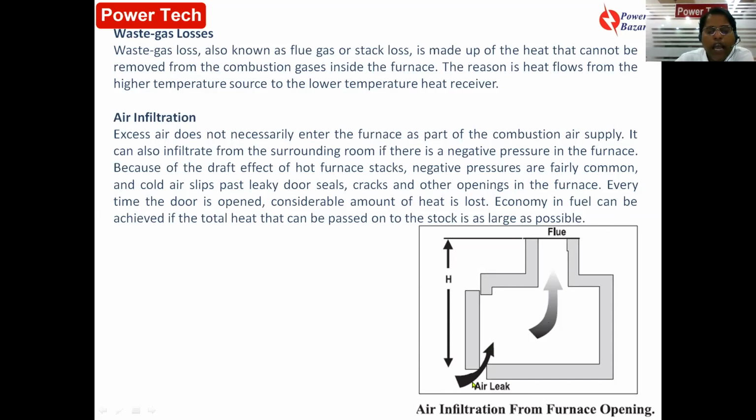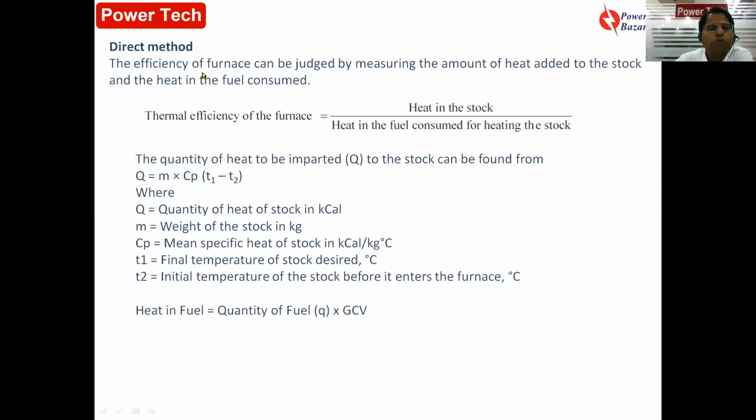Because the air is infiltrating, it is low temperature air, it takes the heat of the furnace and goes out. So because of air infiltration, some losses also occur in the furnace. Now, how to evaluate the furnace efficiency? As I told you, one is the direct method. So let us do a problem on the direct method.